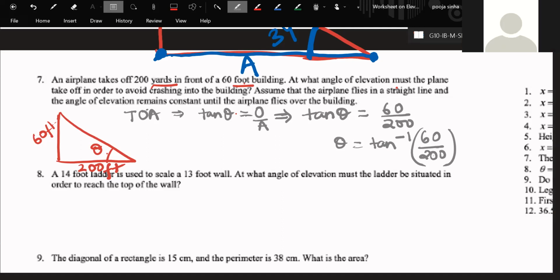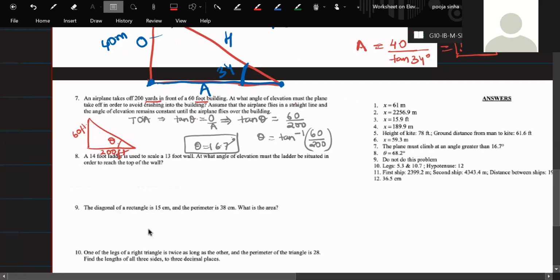Yes. You can put tan inverse, and you need to put it in a bracket. Make sure. Yeah, it's 16.7. So, tan inverse of 60 divided by 200. What is the answer? 16.7. So theta is equal to 16.7 degrees. Answer. Correct. Next.